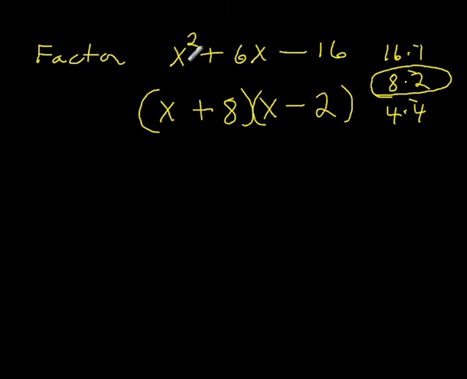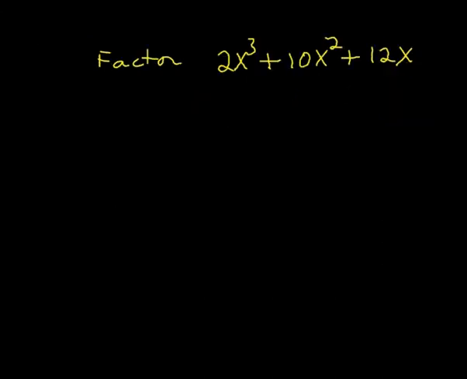So let's check it. X times x is x squared. The outer is negative 2x. The inner is 8x. Together that is 6x, which is what I was looking for. And 8 times negative 2 is negative 16.